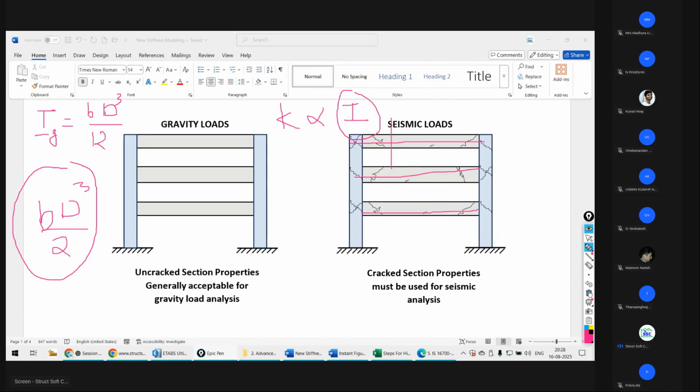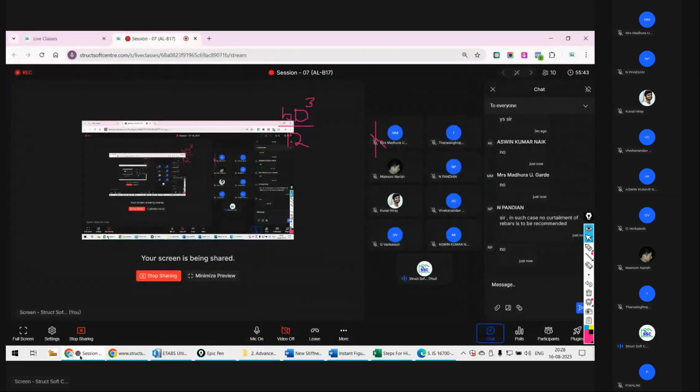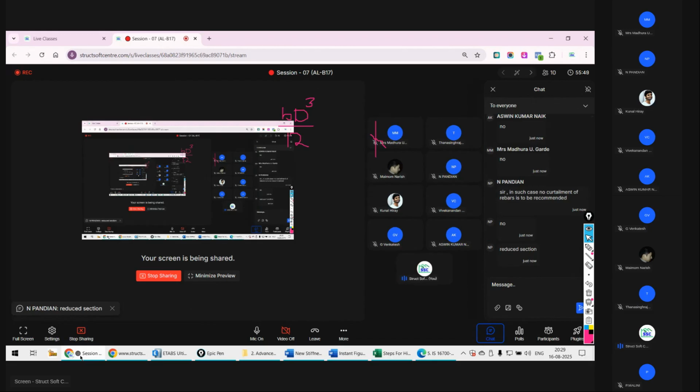But guys, if I'm asking to find out the moment of inertia at this point for the case of your beam, where there is a formation of a crack, can you use this formula, BD cube by 12? No, you cannot use this formula because your section has lost its integrity.